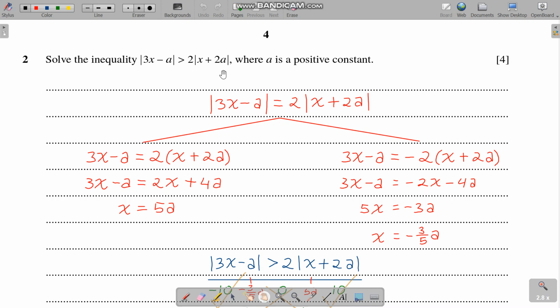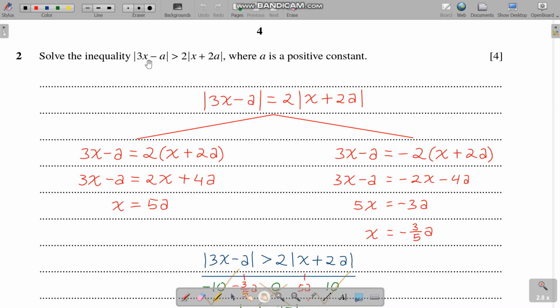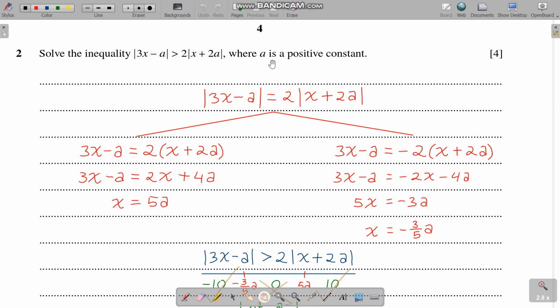Modulus inequality. To solve this inequality, the first step is to treat it as an equation. So we replace the greater than symbol with the equal sign here. So we are solving the equation.